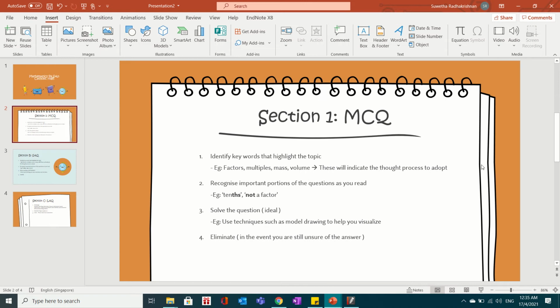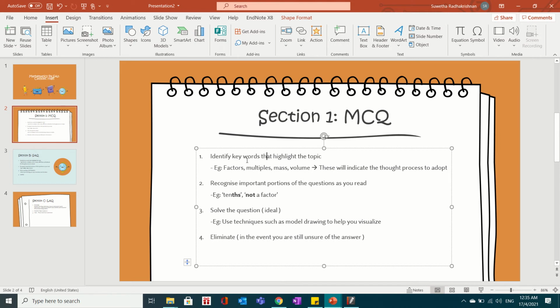The generic tips that I would say would firstly be to identify the main keywords that are held in the specific question. For example, if we can identify words such as factors, multiples, mass, and volume, these are all important keywords that relate back to a specific topic within your syllabus. And these will then eventually give you a good idea or a thought process that you should be adopting. I will go through examples for these tips that I'm giving over here.